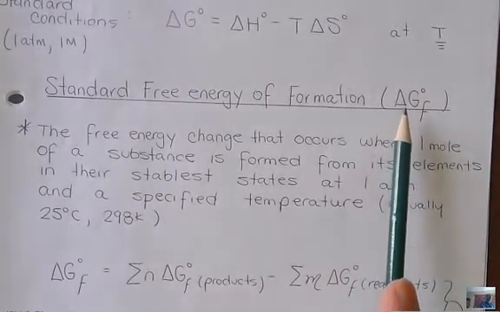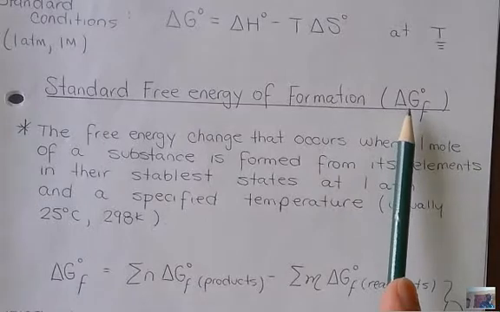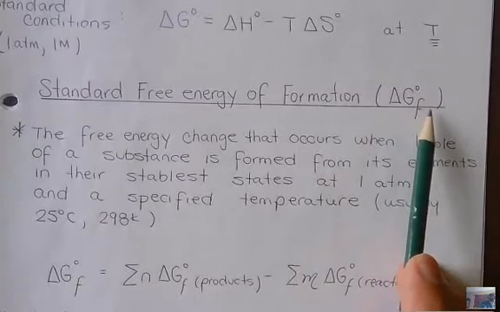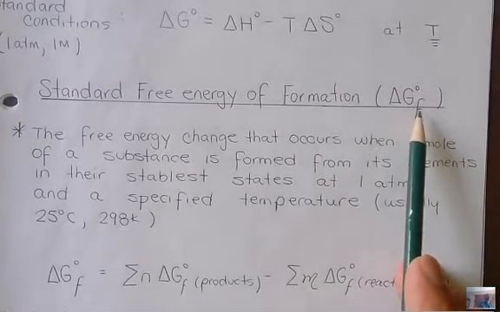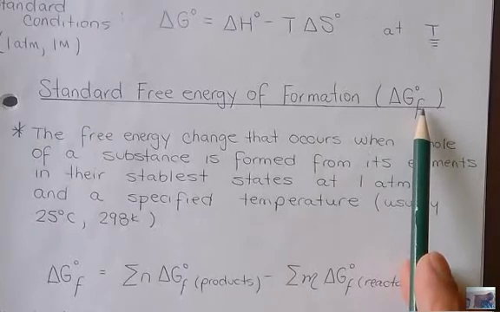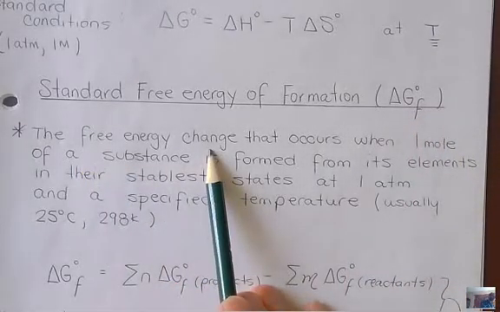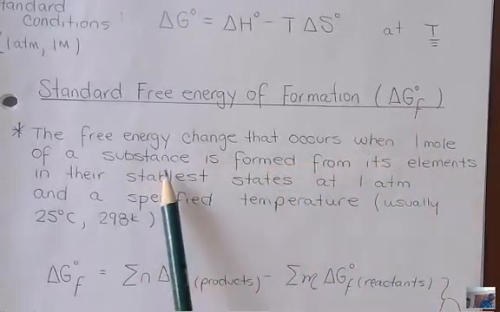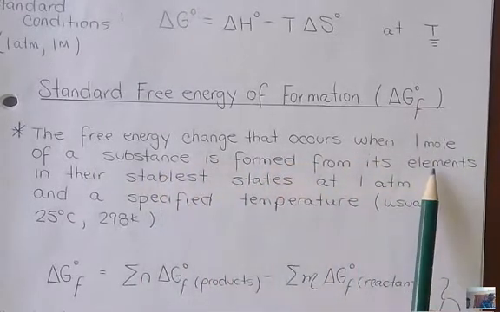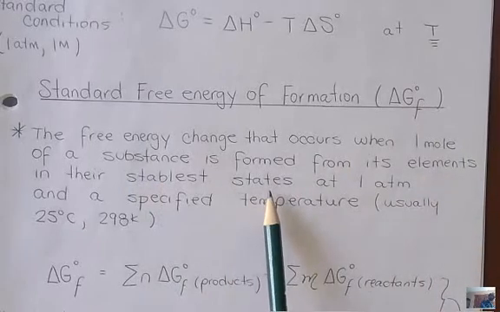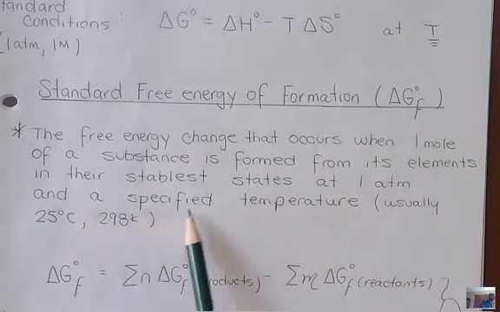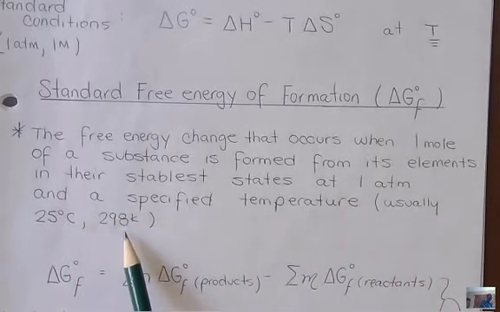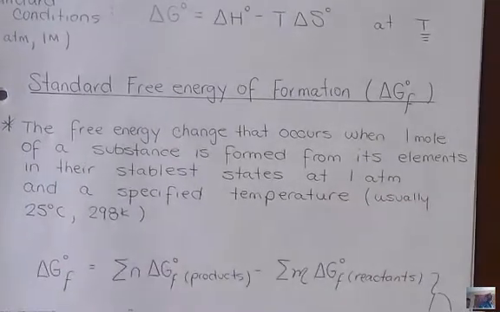Tabulated in the back of the book, you're going to have 3 numbers that I just showed you a little while ago, and I'm going to show you again. One of them is delta G0 with an F after it. You'll remember this from Chem 1. F means formation. So let's review it. The free energy change, delta G0 of formation, is the free energy change that occurs when 1 mole of a substance is formed from its individual elements in their stable state at 1 atmosphere and a specified temperature, usually 25 degrees or 298. And that's what you have in your book.